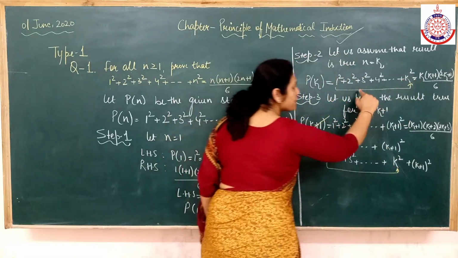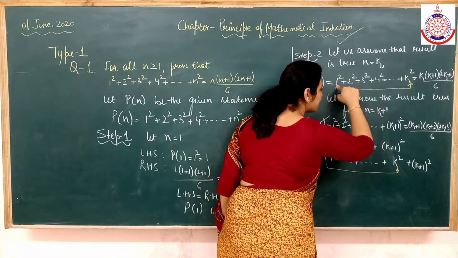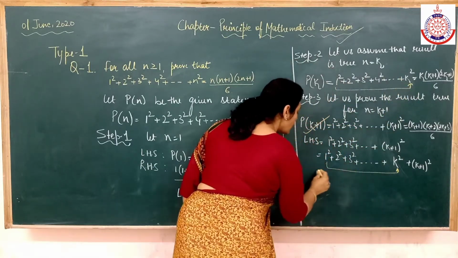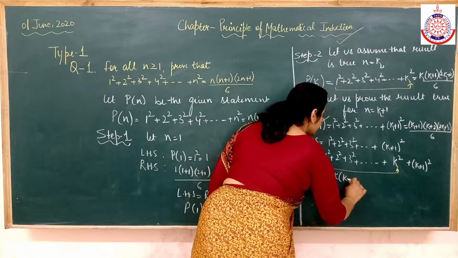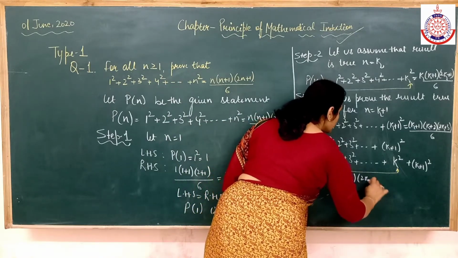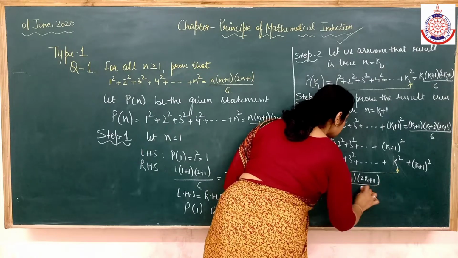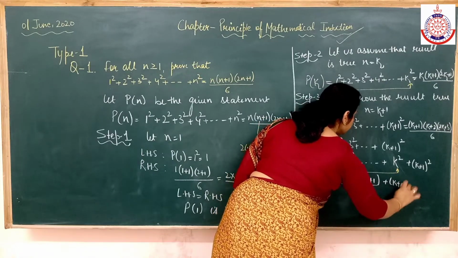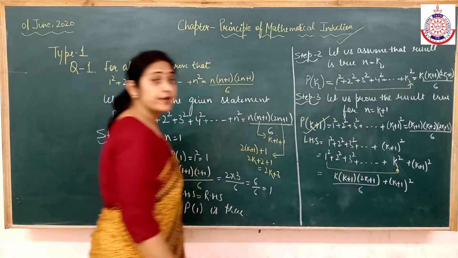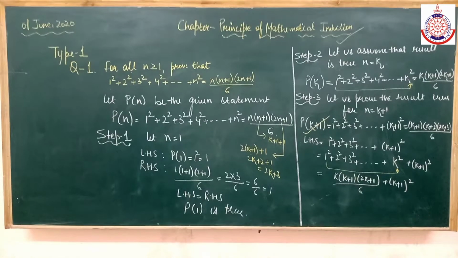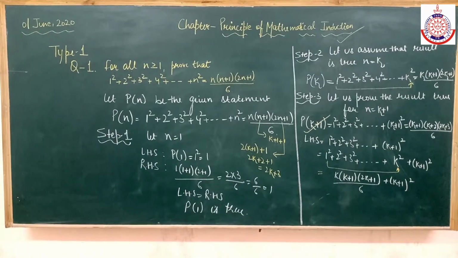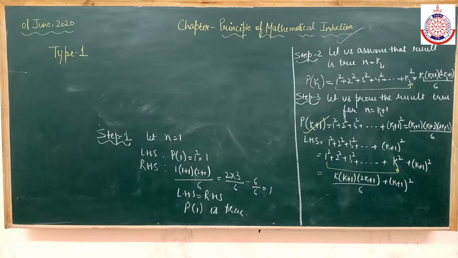Alright. Now from here, I'll put the value from 1 square to k square here. What is that? That is k plus 1, 2k plus 1 by 6 plus k plus 1 whole square. Alright? Clear everyone? Now I need to simplify. Now we need to simplify.